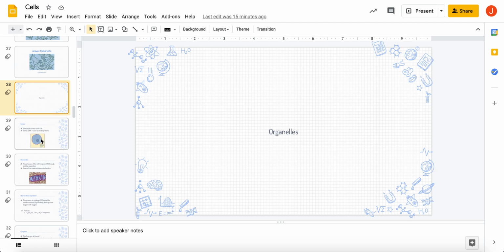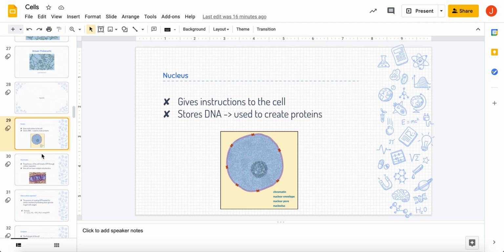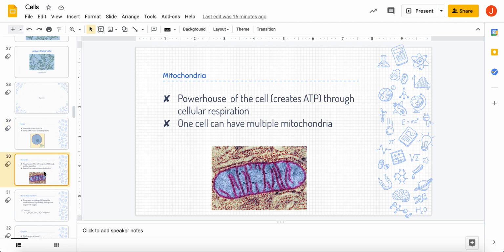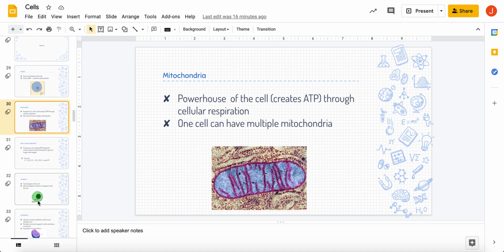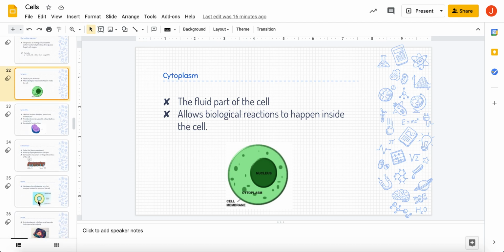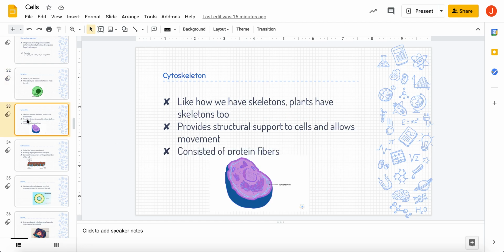To move on, there are things called organelles inside a cell, which are very similar to organs of a human body. The first is the nucleus, which gives instructions to the cell. The second is mitochondria, which provides energy which is needed in order for our body to function properly. The cytoplasm is the fluid part of the cell. Much like water, the cytoplasm allows the cell to move around freely. A cytoskeleton performs very similar functions to the skeleton inside our body and provides the cell with structural support.